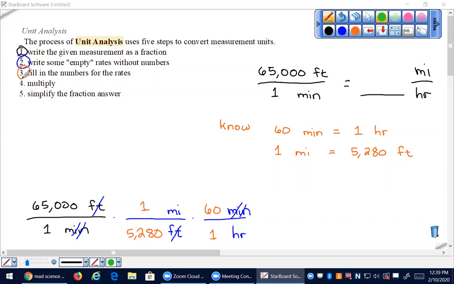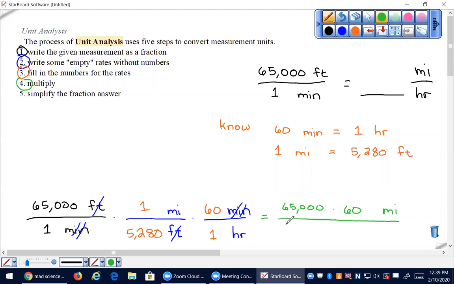Okay, multiply across. So on the top, we have 65,000 times 1. Should I write the times 1? Some people like that. Some people don't. I'll skip it. And the only words we have left on top are miles.